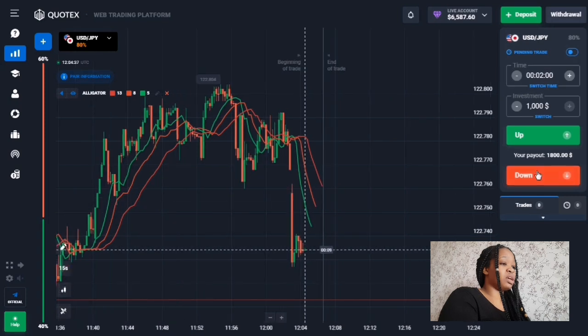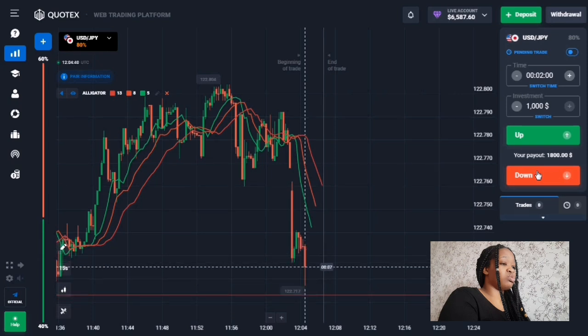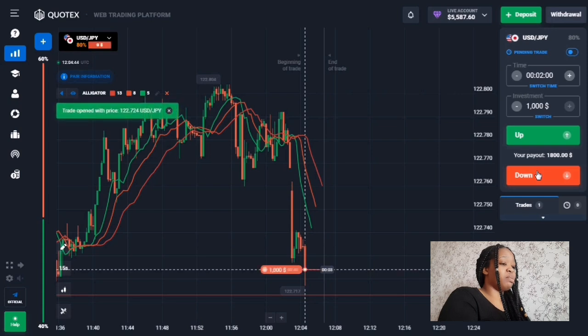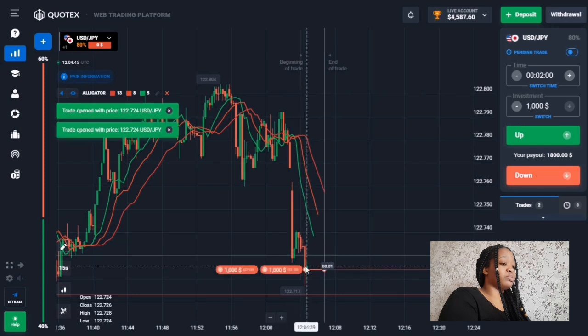So I'll enter the market for 2 minutes with a down trade, and I guess price will trend to this level despite a possible flat or a pullback upwards, because price has strength to go down. So let me wait for the results of this trade.